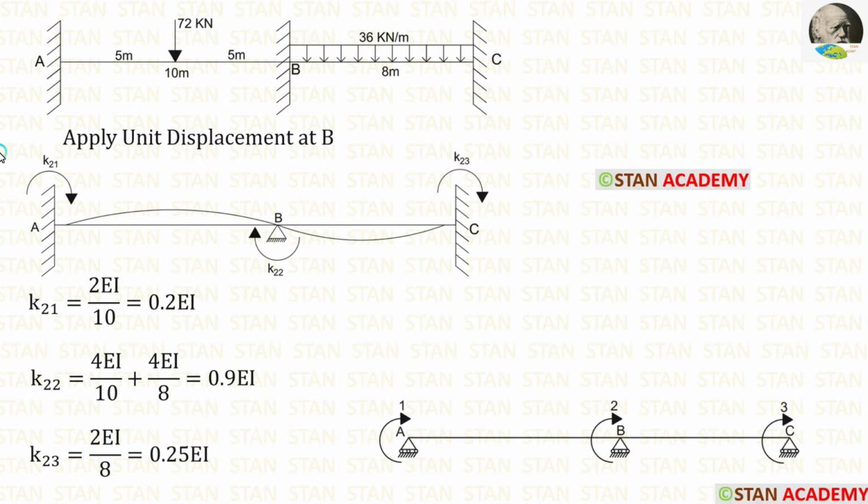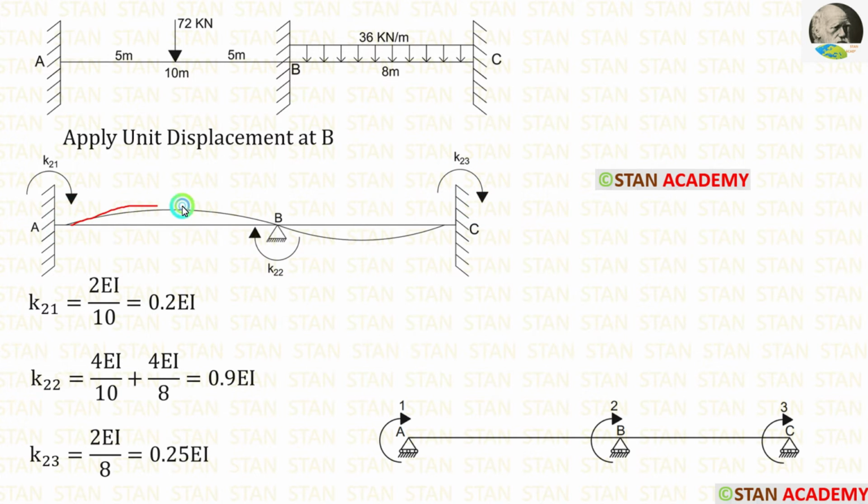Now let us make the second row in the stiffness matrix. For that we have to apply the unit displacement in the second coordinate, that is the point B. In the point B we are having a fixed support, but when we apply the unit displacement, it is no longer a fixed support, it becomes a hinged support. The coordinates should be made in the clockwise direction. You can see that all of the coordinates are made in the clockwise direction.